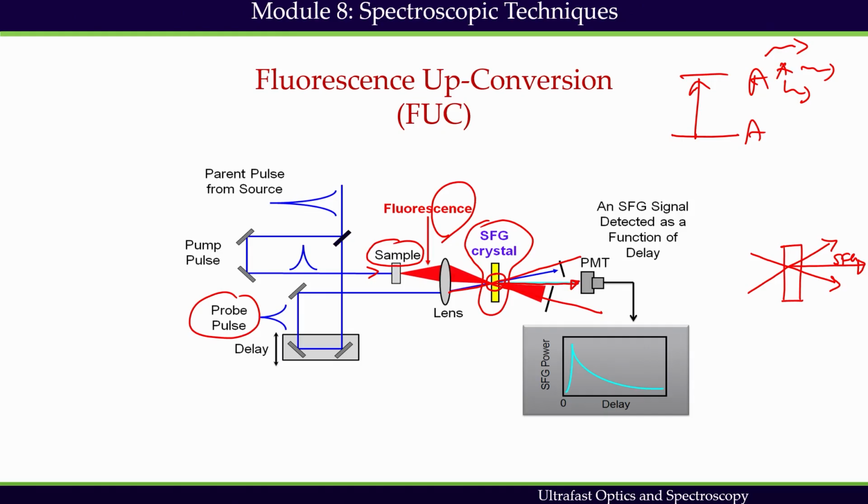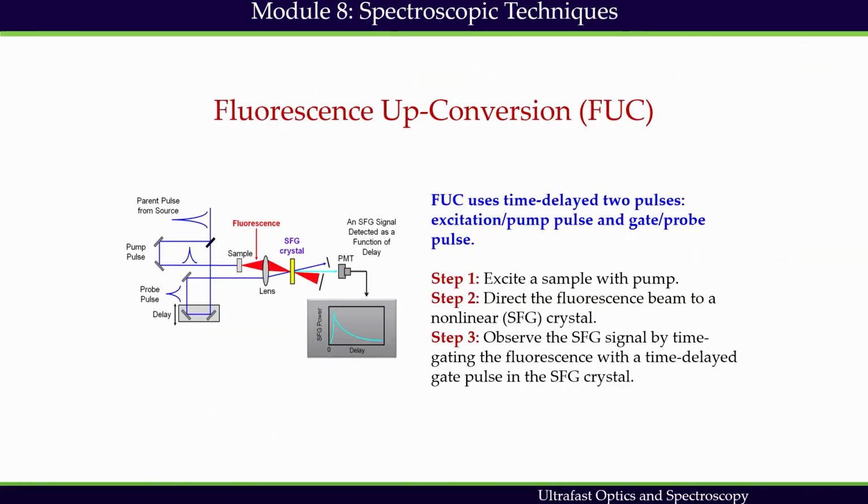And then what we plot is the SFG yield as a function of delay, the total SFG yield at different delays. This technique is called the fluorescence up conversion technique. Next, we have given the steps which need to be followed in the fluorescence up conversion technique.